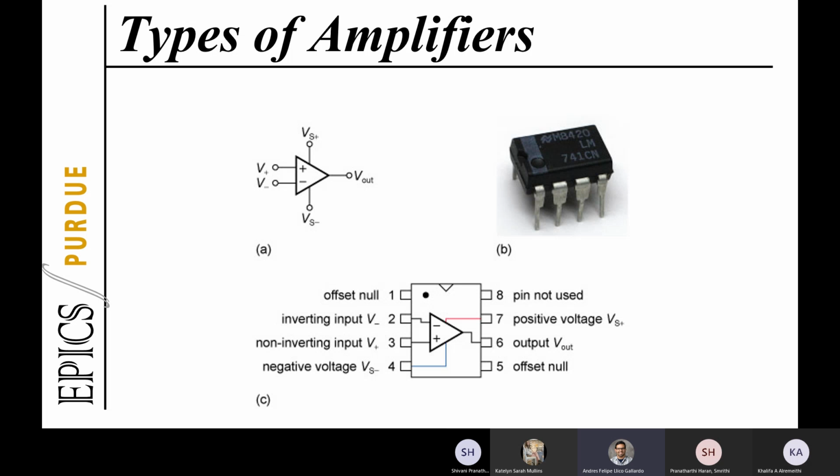And that's how you orient and identify which pin is what. In this case, we see that pins number 2 and 3 are my inputs, negative and positive. Then my power supply, at least the negative side, is on pin number 4, and the positive side is on pin number 7. And the output is on pin number 6.